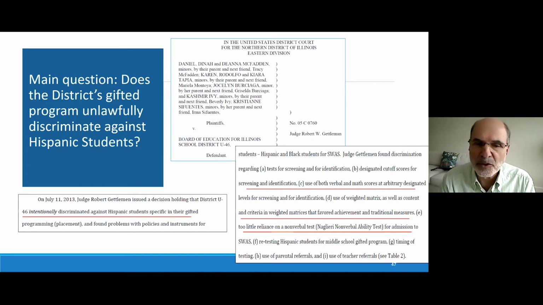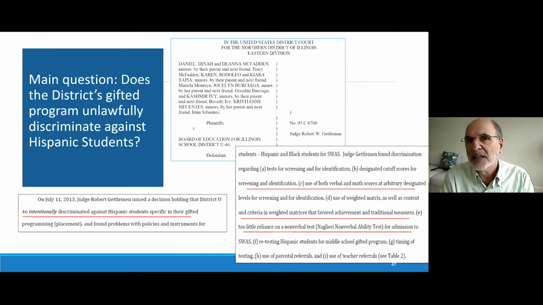So the parents sued the school, and Judge Gettleman ruled, after hearing all the testimony, that the district intentionally discriminated against Hispanic students. The way that they did that is the methods that they used for testing and screening. They gave a COGAT. COGAT is basically a group-administered WISC. Comes from the same history. It has verbal stuff and quantitative stuff and nonverbal stuff. And the district required that everyone have high scores on verbal and math to be considered gifted.